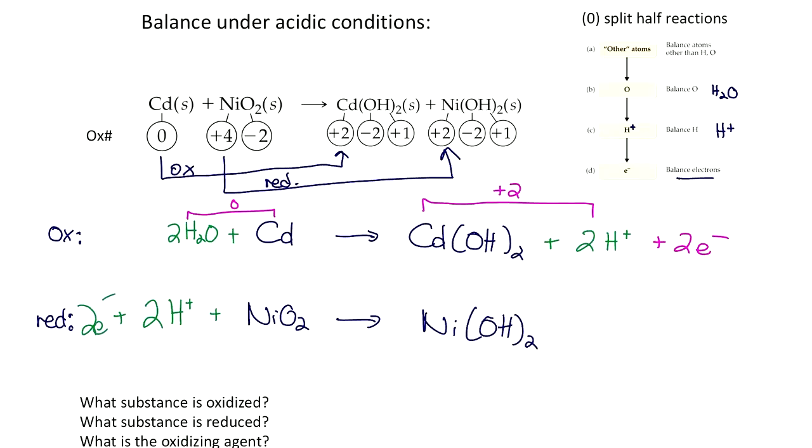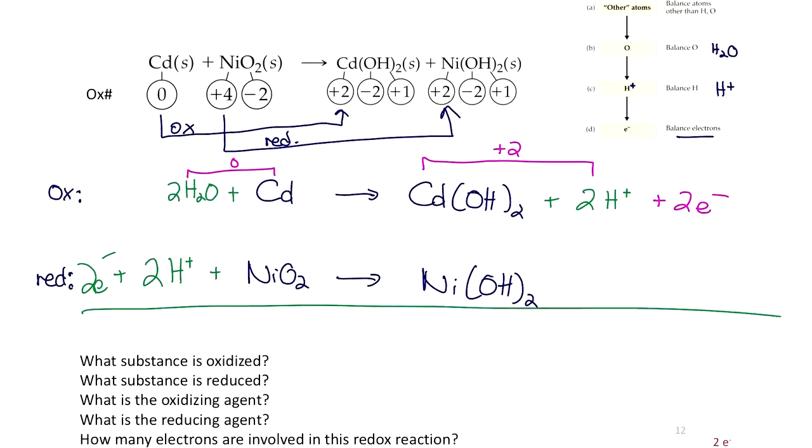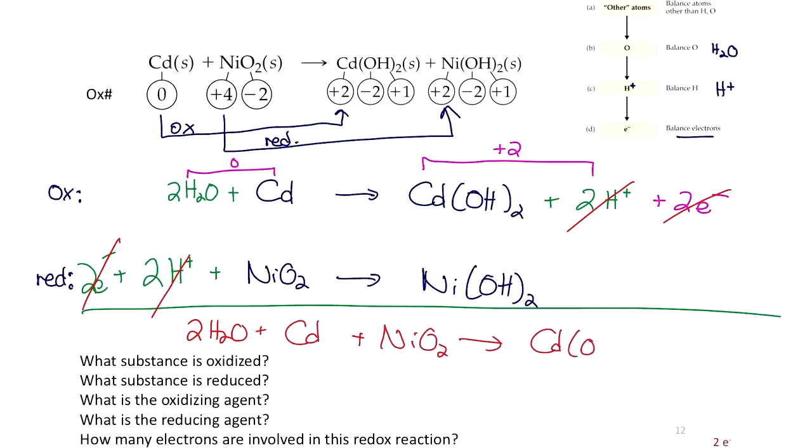And so now we can simply add up these reactions and cancel anything that we can. The electrons cancel out perfectly here. So electrons funnel from one to the other, and actually the hydrogens cancel too. So we see that this reaction overall is 2 waters plus a cadmium plus nickel oxide gives you cadmium hydroxide and nickel hydroxide. Right? Those are the 7 steps. You do that every single time, you'll be right.